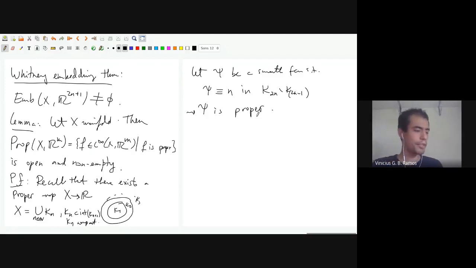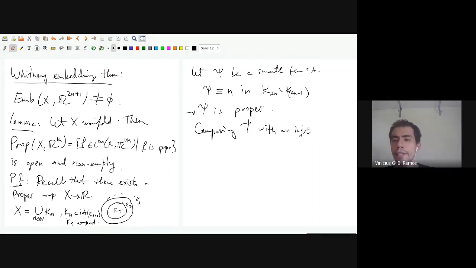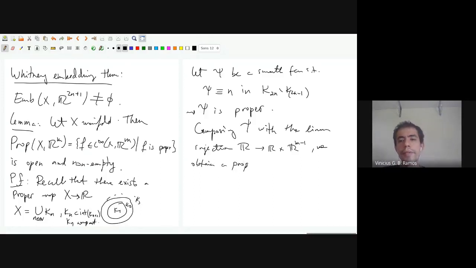Remember, proper just means that the pre-image of a compact set is compact. OK. So now if you compose psi with a linear injection, the linear injection that takes R to R times Rm minus 1, we obtain a proper map from X to Rm for any m that you want. Okay, so this shows that it's non-empty.